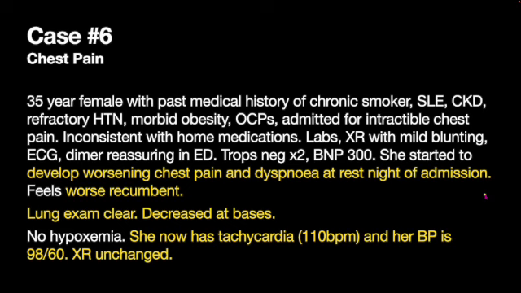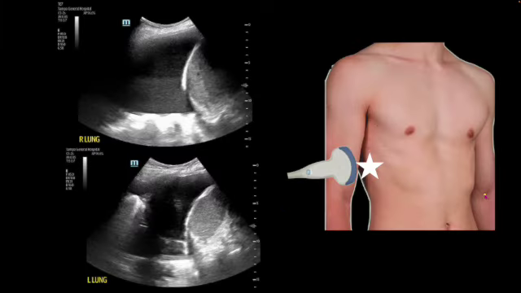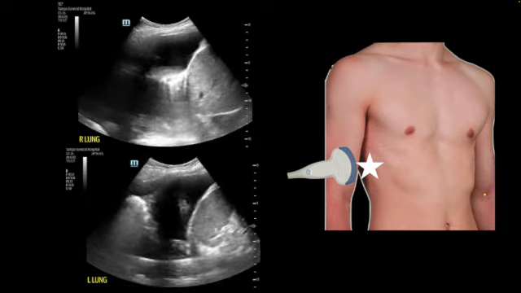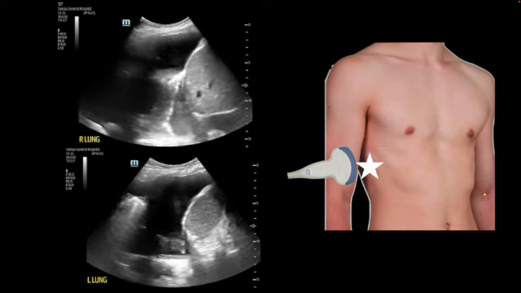So you grab your ultrasound to evaluate this hypotensive, tachycardic patient with dyspnea and chest pain. You evaluate her lungs. She has A-lines throughout, good lung sliding, but this is what you see at your PLAPS point. This is bilateral pleural effusions.